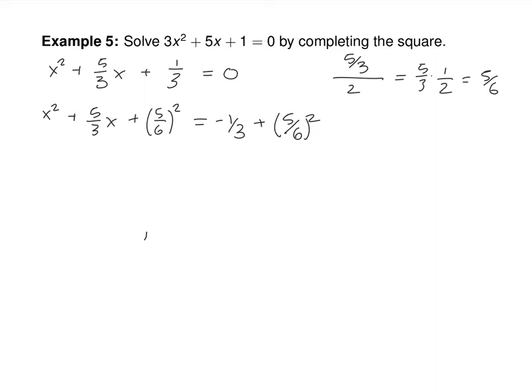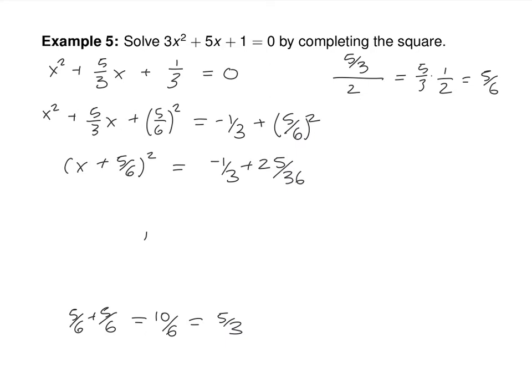Okay, so now how is that on the left going to factor? It becomes 25 over 36 when you multiply, but doesn't it just factor into x plus 5/6, the whole thing squared? Because 5/6 times 5/6 is 5/6 squared, and 5/6 plus 5/6 is 10/6, which is 5/3, right? That is the factor pattern. On the right, you have to multiply it out. Negative 1/3 plus 25/36.